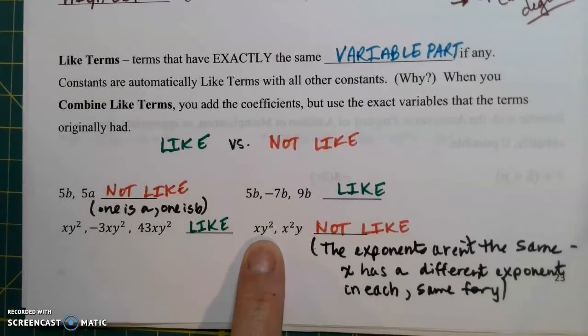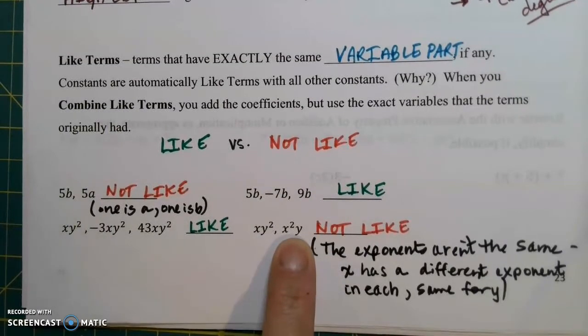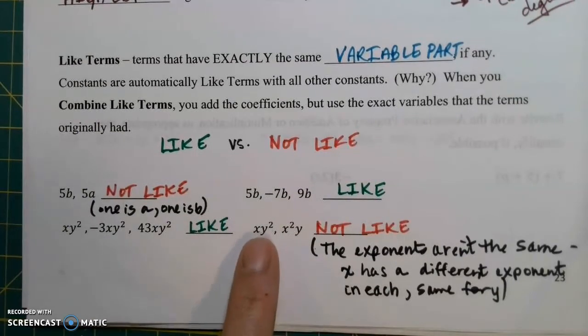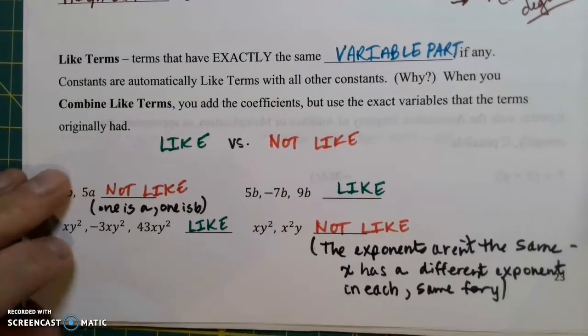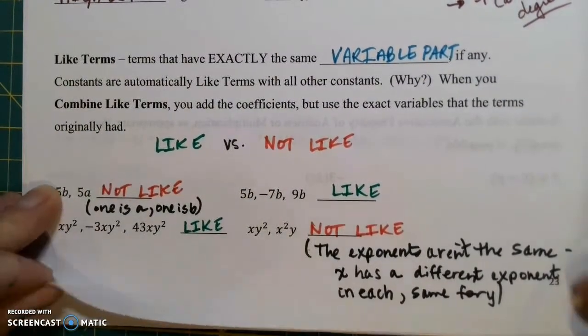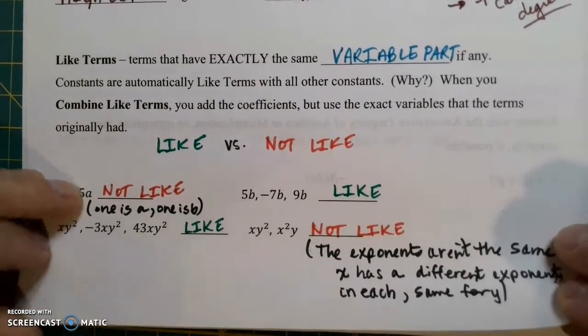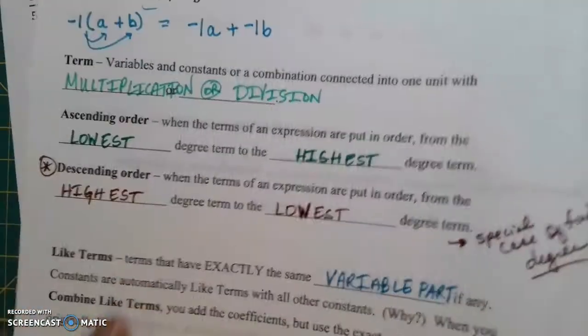And if you read this one, it's xy squared and then x squared y. Those are not the same because even though they have the same letters, we have to have the same letters and the exact powers in both situations. So we would have to change one of those to be able to get them to be like terms. We'd have to work with changing those powers around.